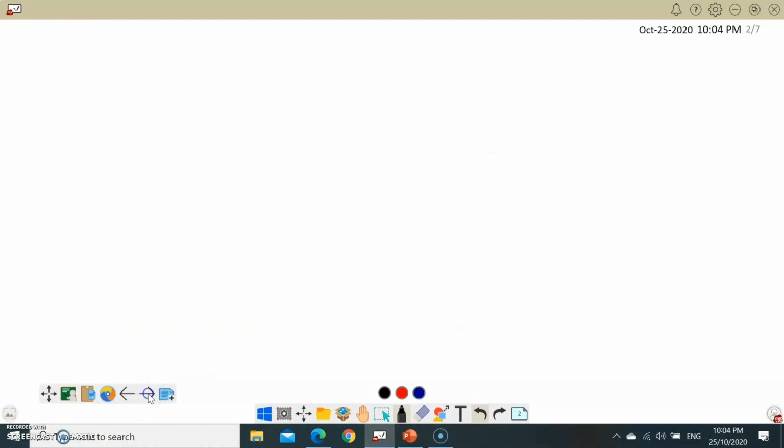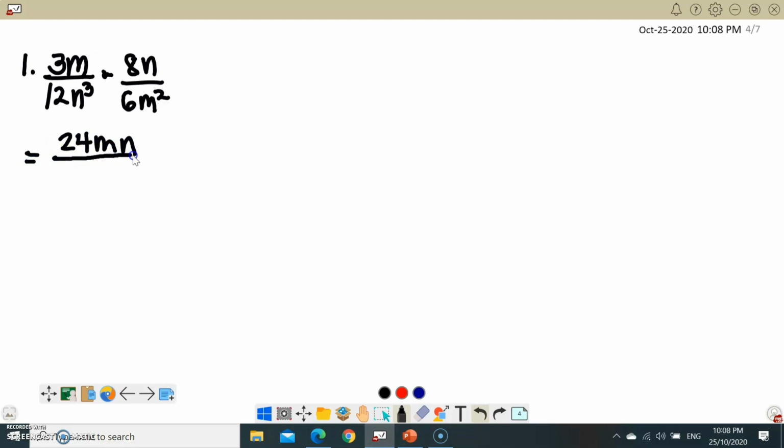Okay, let's try some examples. Let's have example number 1. 3m over 12n cubed multiplied by 8n over 6m squared. So we multiply the numerators. We now have 24mn over, 12n cubed multiplied by 6m squared is equal to 72m squared n cubed. Now let us simplify.